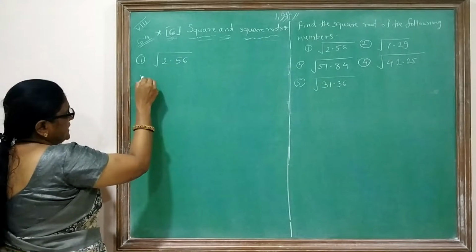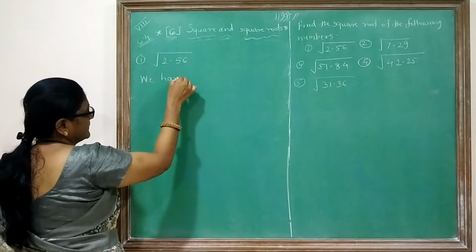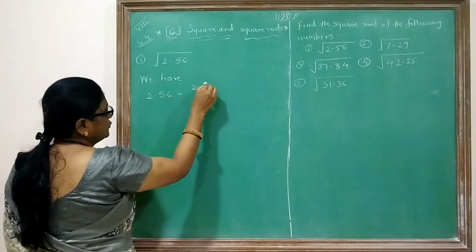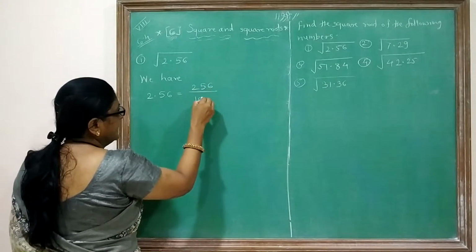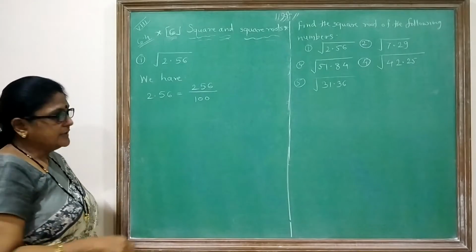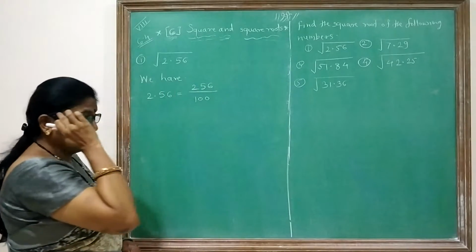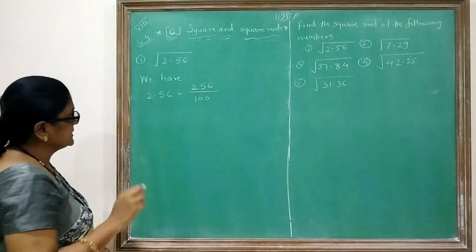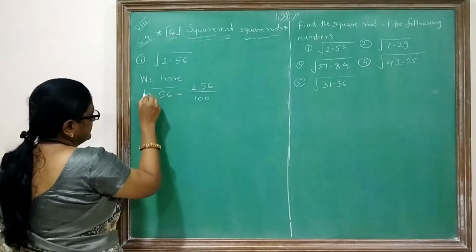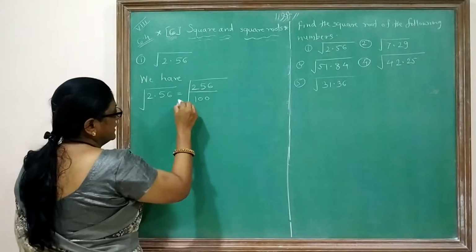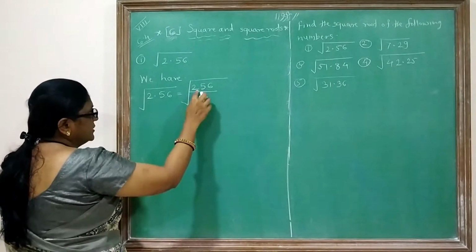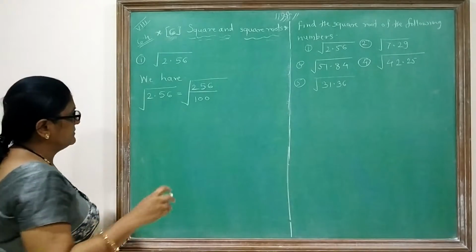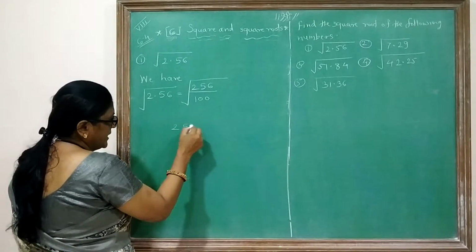Then you will write here, we have 2.56. Then you will convert it into 256 divided by 100. Then first find this square root, that is, under root of 256. By which method? By the division method. Then you will write here 256.